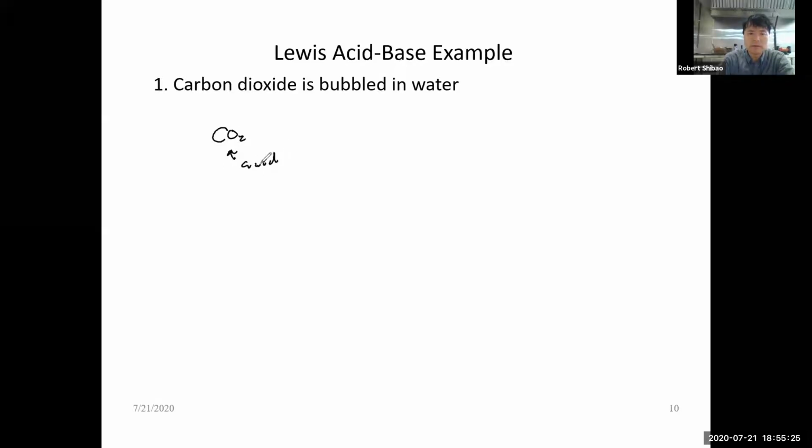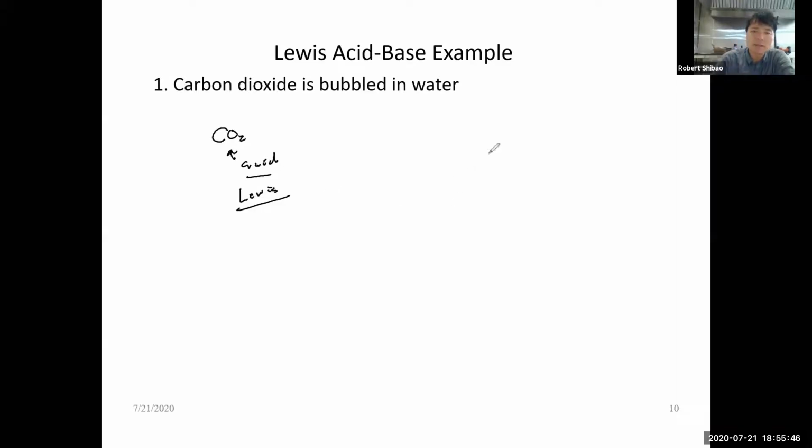But this doesn't fit the other definition. Bronsted said acids are proton donors. There's no hydrogen here to donate. There are no hydrogen atoms. So how can it be an acid? Well, it's not a Bronsted acid. This is what we call a Lewis acid. All Bronsted acids and all Arrhenius acids are also Lewis acids.